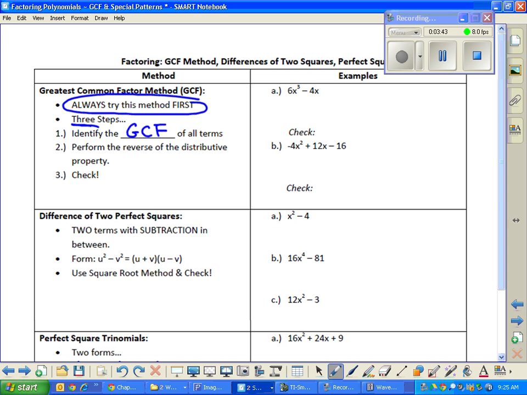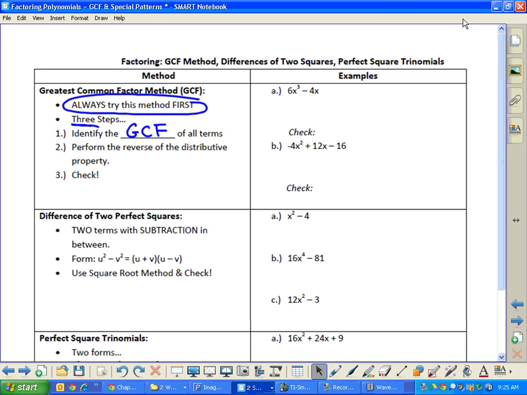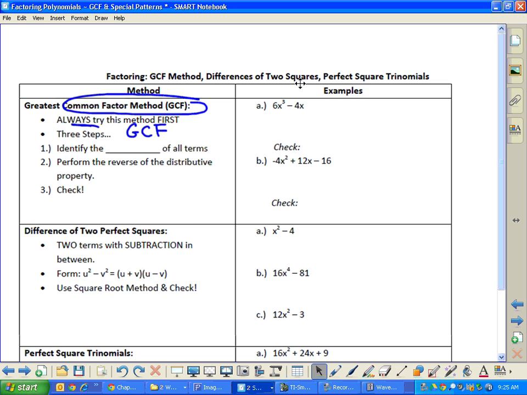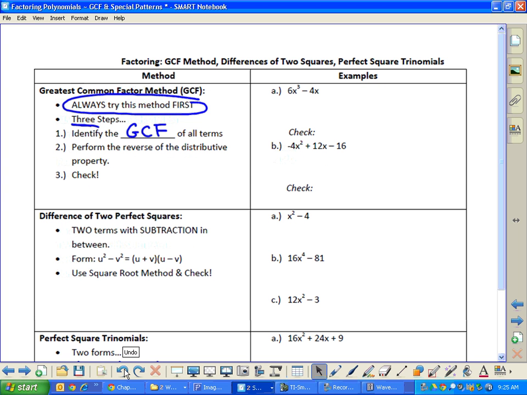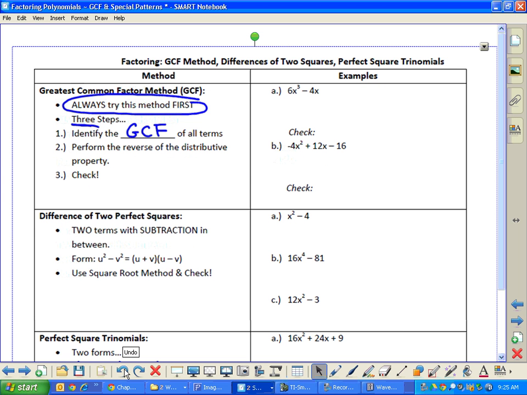If you take a look at part A, the first step in doing that problem is to think about what the GCF would be for 6x to the third and 4x. When I think about this, I first think, what are the common factors of 6 and 4? Does anybody know what the greatest common factor is for 6 and 4? It is 2. Very good.